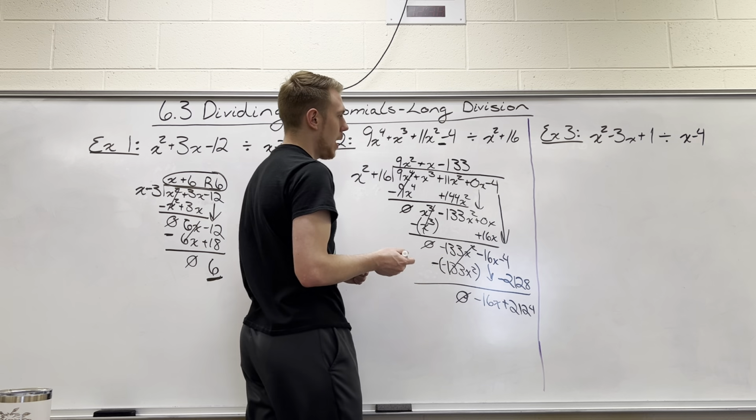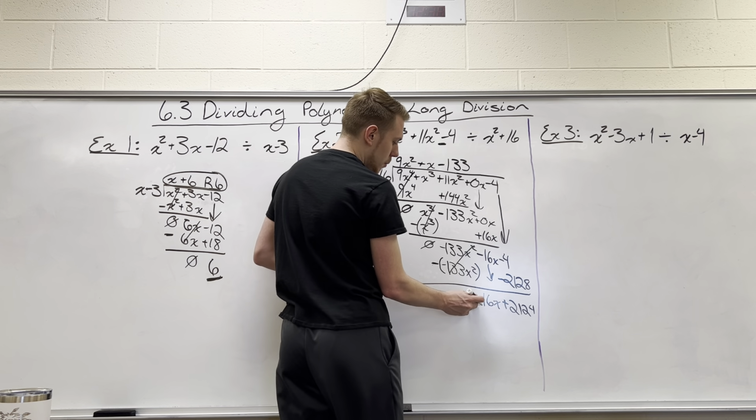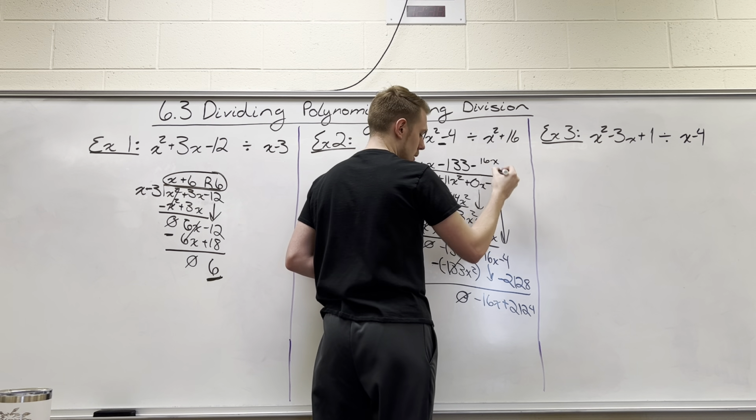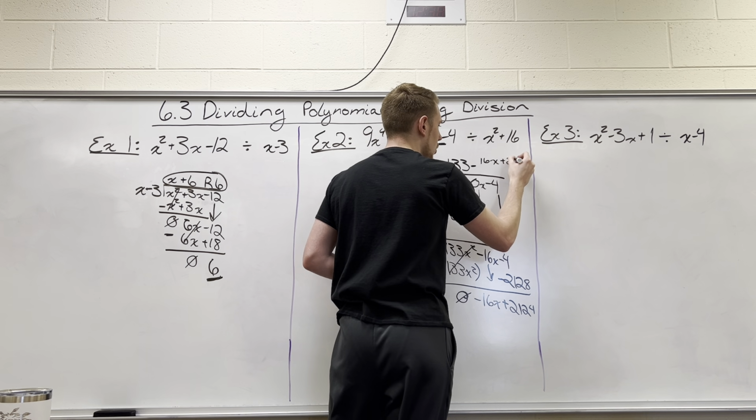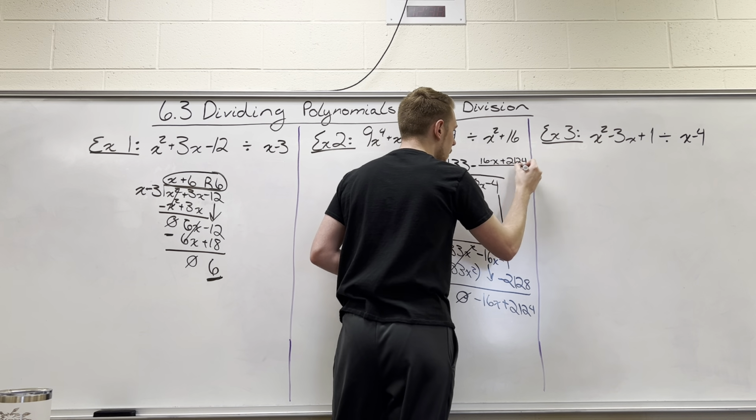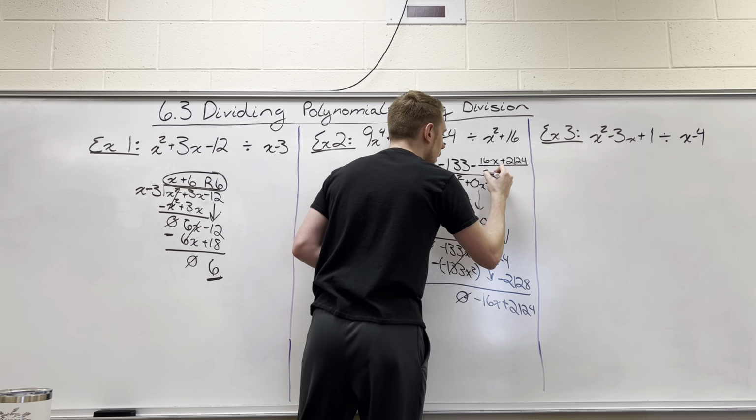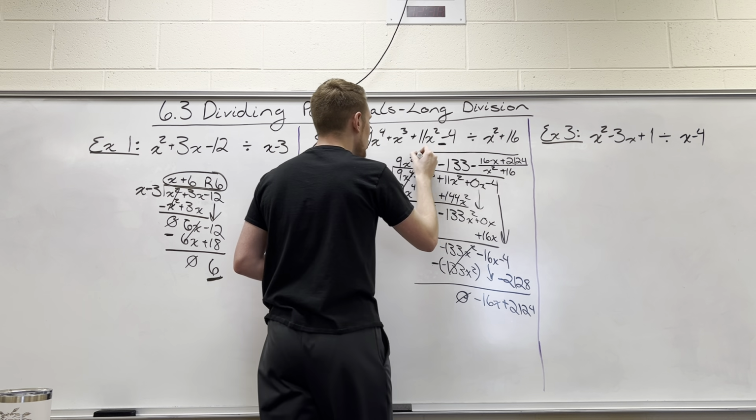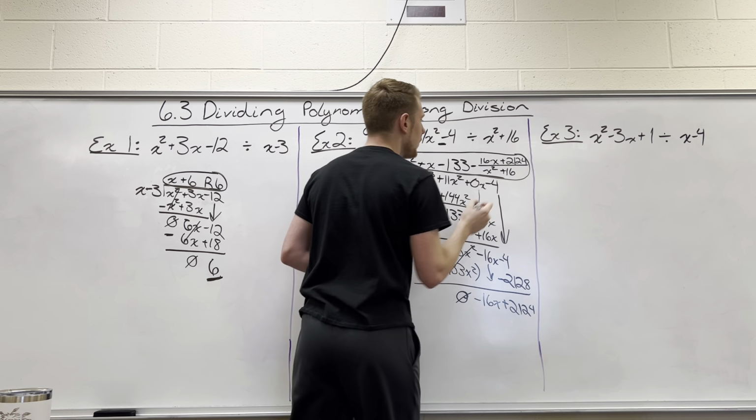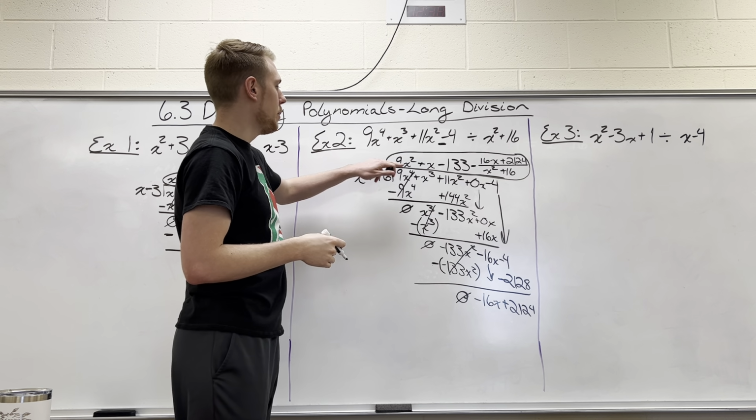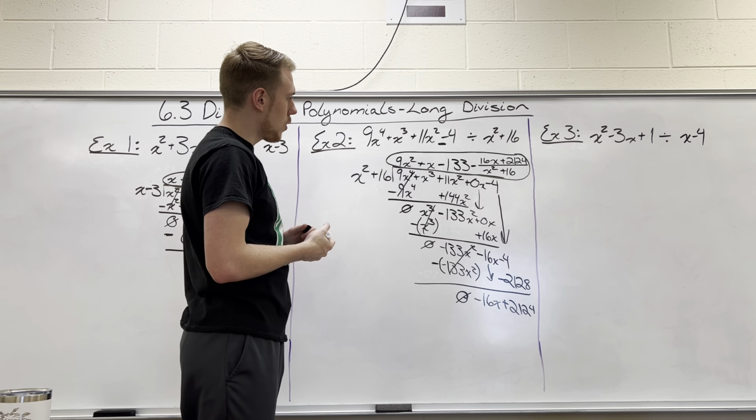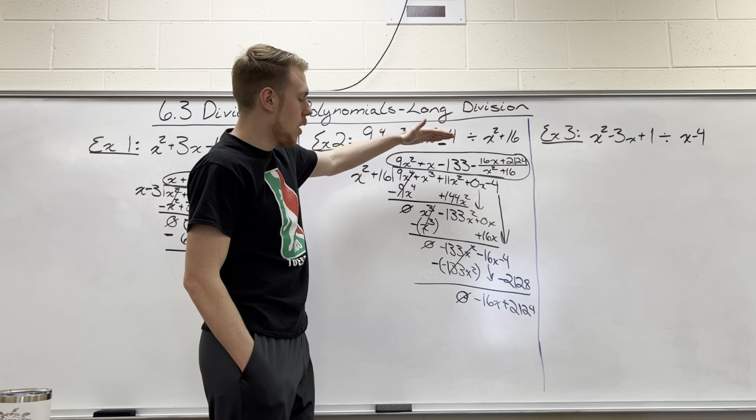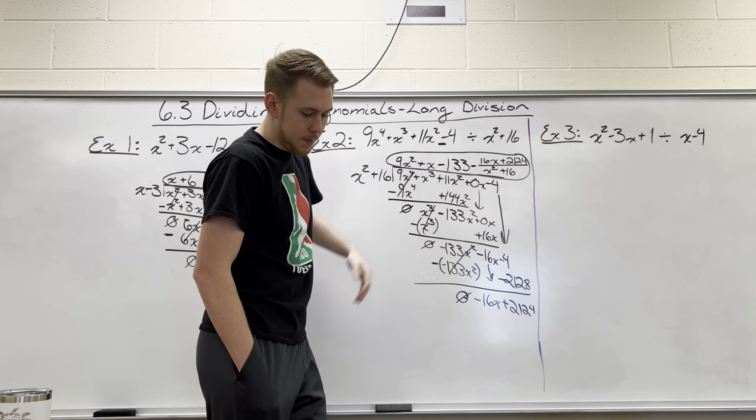And that's my remainder. But I'm not going to write r. I'm going to write minus, and then I'm going to make a fraction. 16x plus 2,124 over my divisor, x squared plus 16. This is your solution. So you should get 9x squared plus x minus 133 minus 16x plus 2,124 over x squared plus 16.